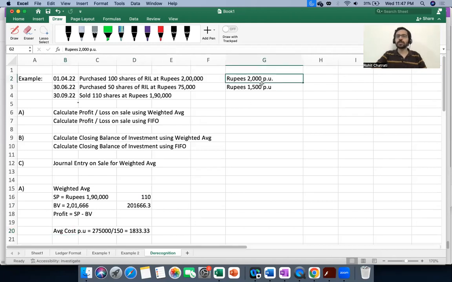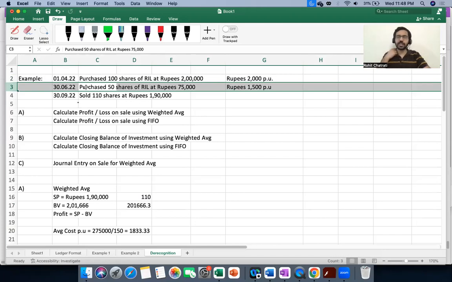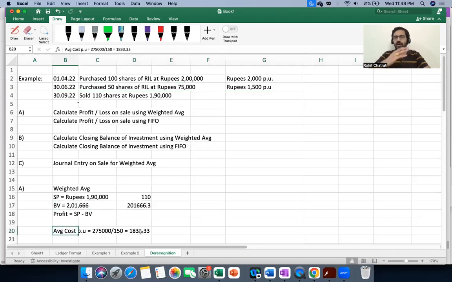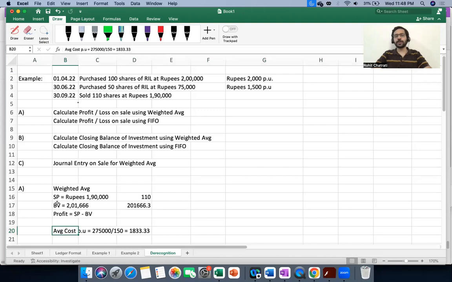You will say 2000 plus 1500 divided by 2 is 1750. How did I get 1833? I got 1833 because the weight of this was more than the weight of this. I purchased 100 shares at 2000 and only 50 shares at 1500. Therefore, obviously, my average is tending towards 2000. It is higher than 1750 because I purchased more shares in the first lot, at a higher cost.